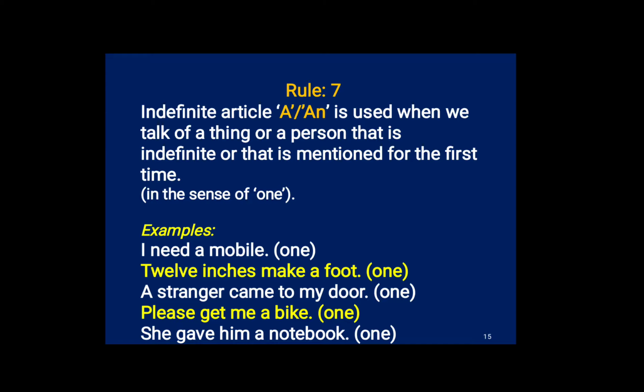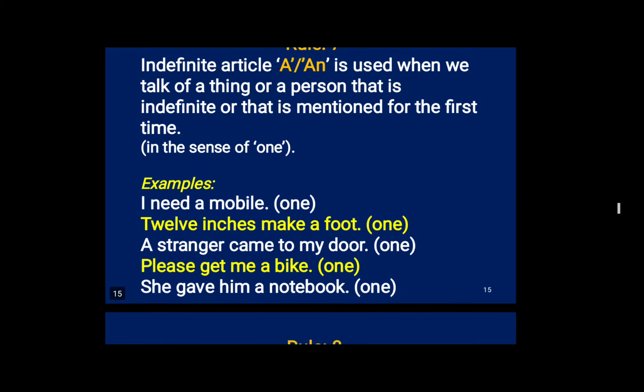Indefinite article a or an is used when we talk of a thing or a person that is indefinite or that is mentioned for the first time. So when we talk about either a person or a thing, and if it is indefinite and we mention the thing or person for the first time, in the sense of one, we use the indefinite article either a or an. If you look at the examples you will understand.